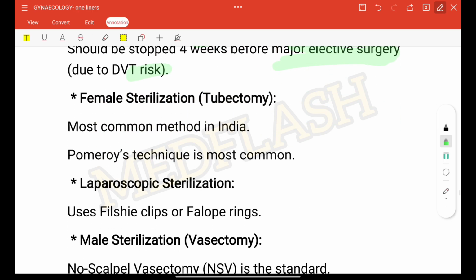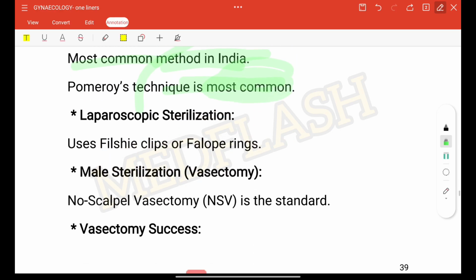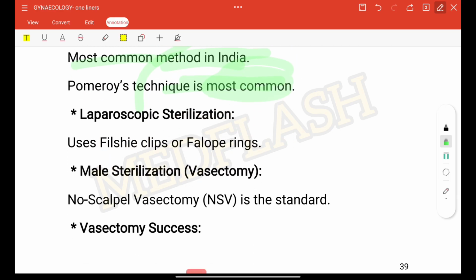Female sterilization, which is also known as tubectomy, is the most common method in India. Pomeroy's technique is the most common in female sterilization. Laparoscopic sterilization uses Filshie clips or Falope rings. Male sterilization is also known as vasectomy. No scalpel vasectomy is the standard.